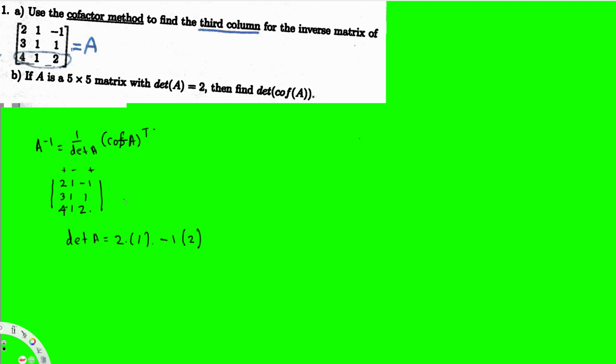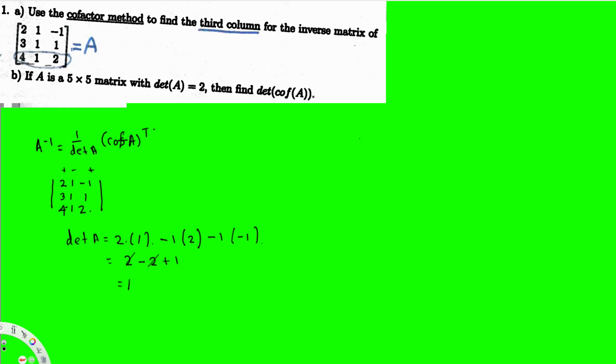And the third one is going to be minus 1 times, 3 times 1 minus 4 times 1. So it's going to be 3 minus 4, which is minus 1. Then this will come out to be 2 minus 2 plus 1. Then the 2s cancel each other. So the determinant of A is equal to 1.